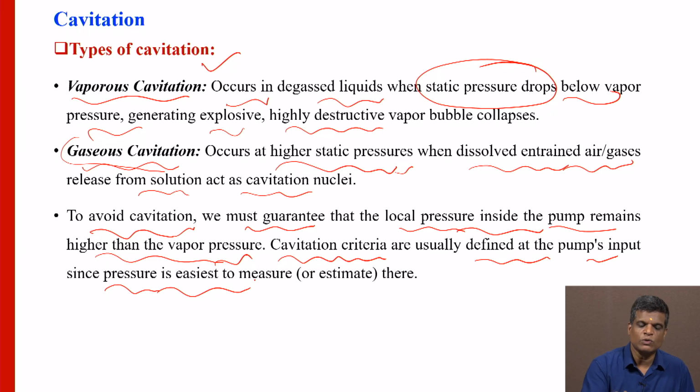There are two types of cavitation: vaporous cavitation and gaseous cavitation. In vaporous cavitation, wherever the static pressure drops below the vapor pressure, it will automatically occur. The other one occurs at a higher static pressure, where the dissolved entrained gases released from the solution act as cavitation nuclei.